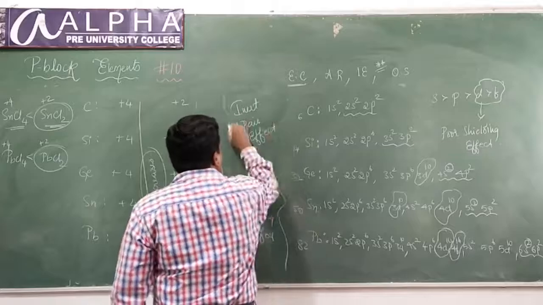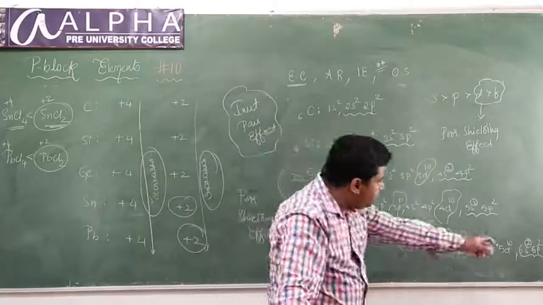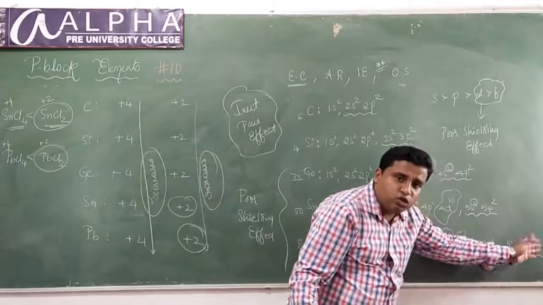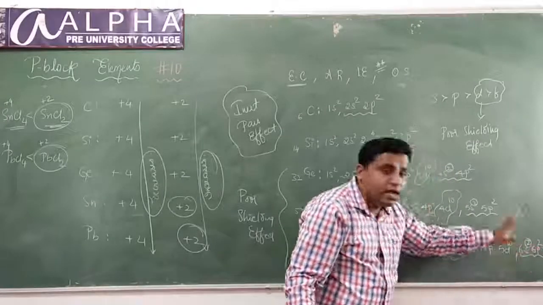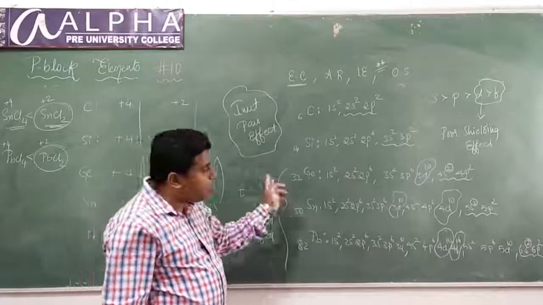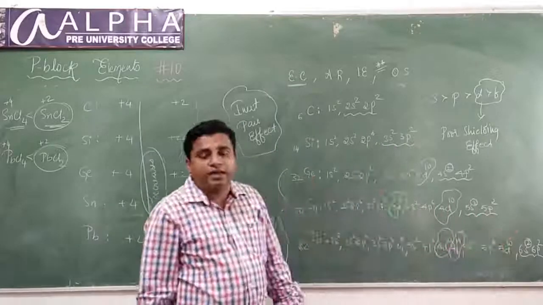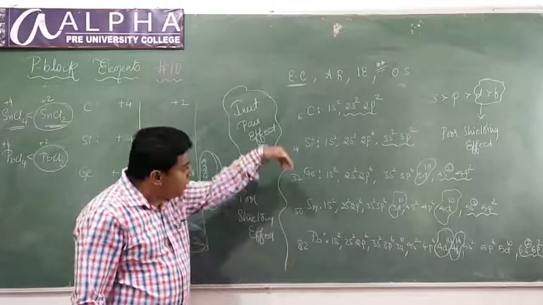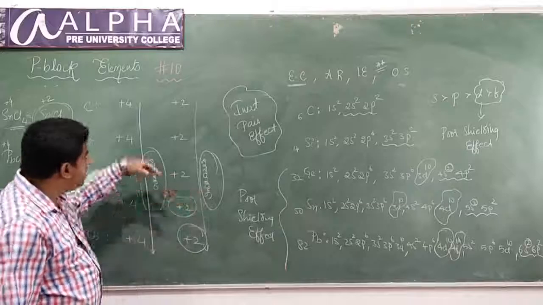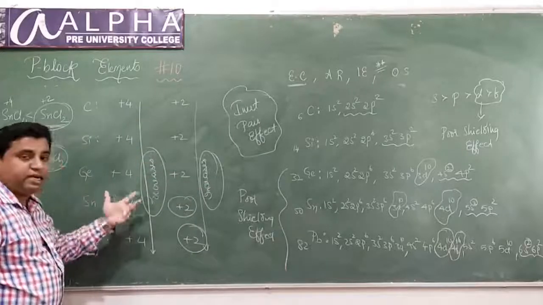So what is the inert pair effect? The non-participation of s electrons towards bond formation is called the inert pair effect. The s electrons will not participate in bond formation, only p electrons will. That is why, as we go down the group, the stability of +2 oxidation state increases, whereas the stability of +4 oxidation state decreases.